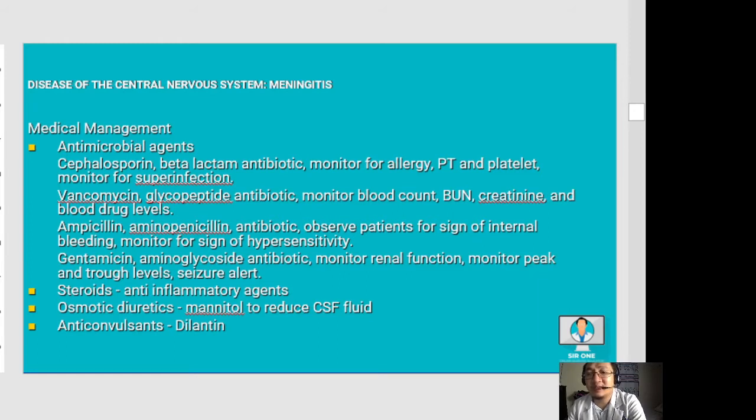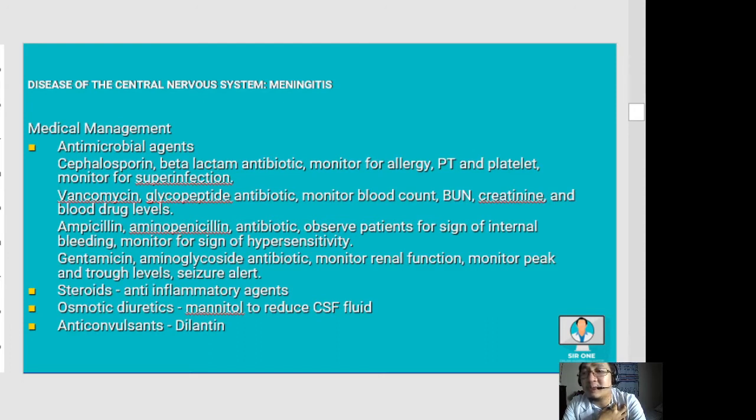Medical management is antimicrobial agents. We have several, and these are really strong medications, antibiotics. We have cephalosporins, beta-lactam antibiotics. Since these antibiotics are prone to allergies, monitor for allergic reactions, PT and platelets, and monitor for superinfections, especially opportunistic or secondary infections due to decreased or suppressed immunity.